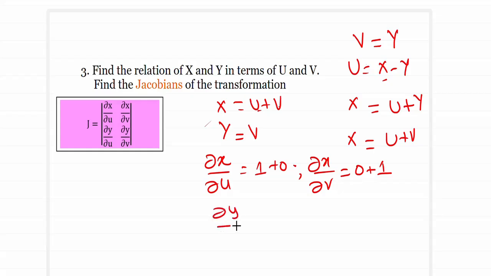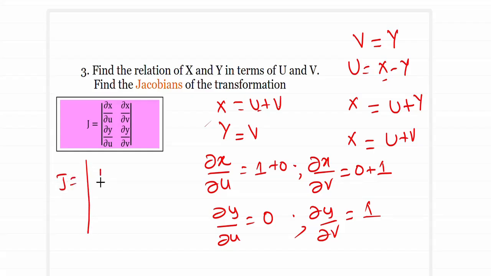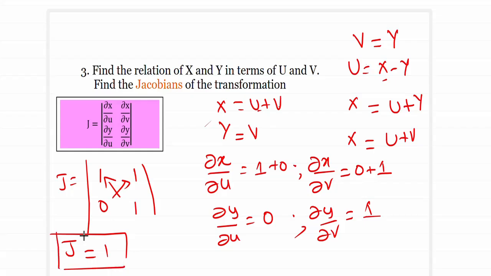Next, ∂y/∂u, we don't have any u over here, so the value is 0. And when we have ∂y/∂v, we have v with respect to v as 1. So the Jacobian matrix will be equal to [1, 1; 0, 1]. So when we cross multiply, the answer leaves the Jacobian value equal to 1. So the Jacobian has been obtained.